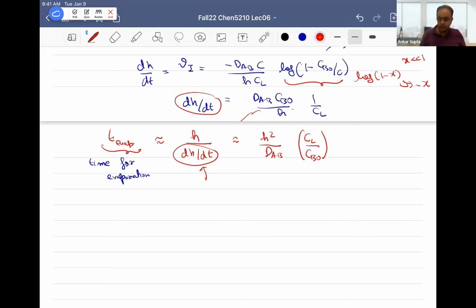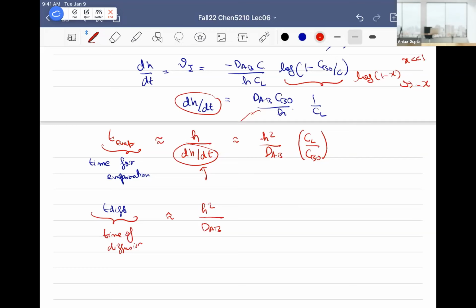And time of diffusion, and I believe this is something we'll discuss several times in the class, is actually given simply by h square by dAB. And we'll discuss this more. It doesn't depend on the ratio of concentration. It comes out to be h square by dAB.